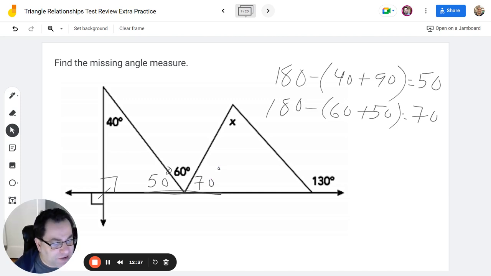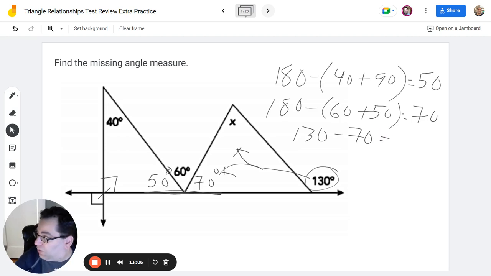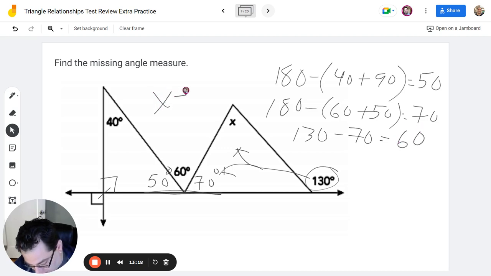And then there's a variety of things that you can do here. But again, I'm seeing the exterior angle theorem here. So if I take the exterior angle this time and work backwards to the opposite interior, I can just subtract 130 minus 70 and find my angle x. So 130 minus 70 is 60. So I know that x is 60 degrees.